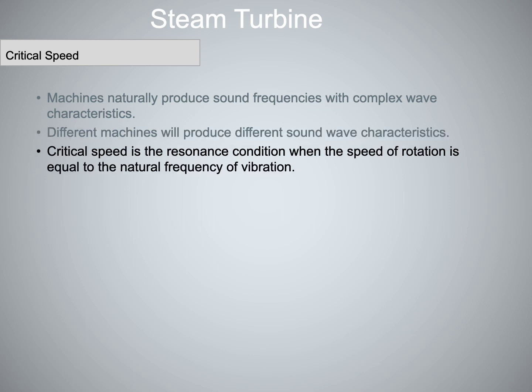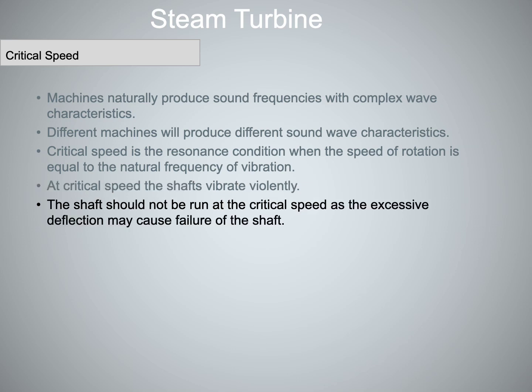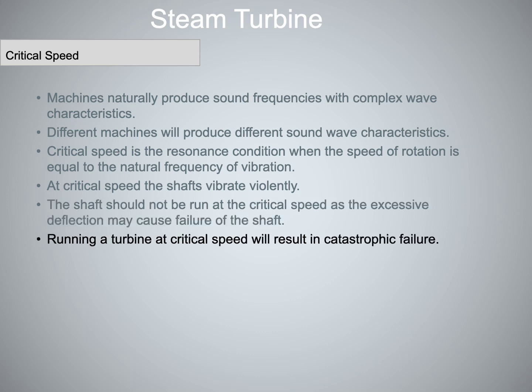Critical speed is the resonance condition when the speed of rotation is equal to the natural frequency of vibration. At critical speed, the shafts vibrate violently. The shaft should not be run at the critical speed, as the excessive deflection may cause failure of the shaft. Running a turbine at critical speed will result in catastrophic failure.